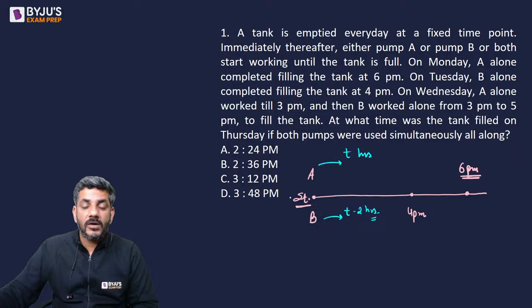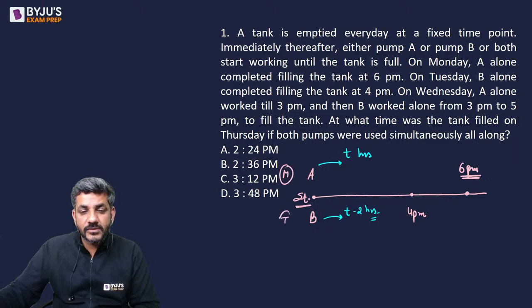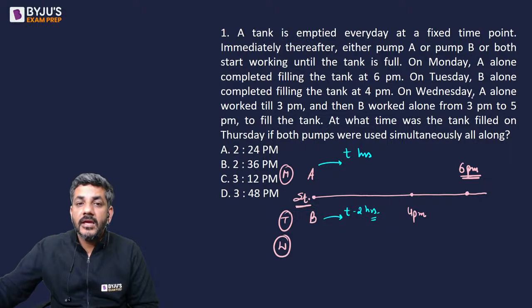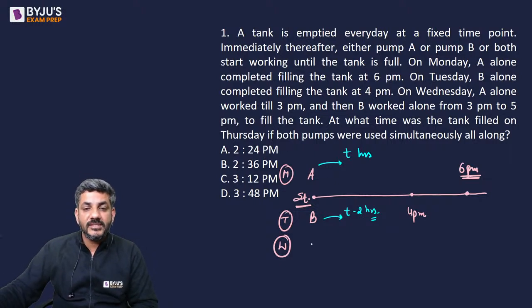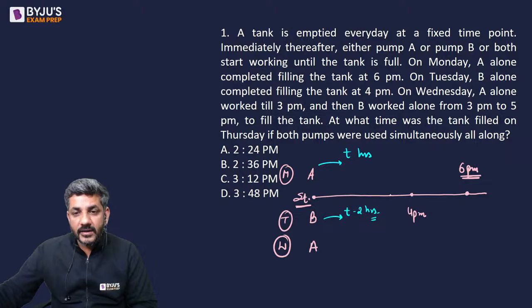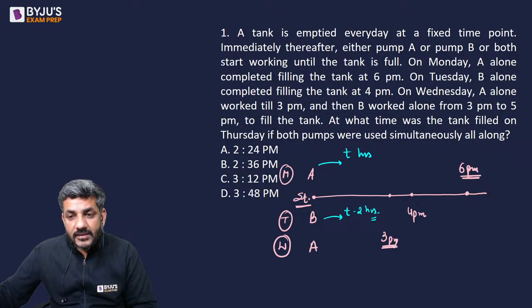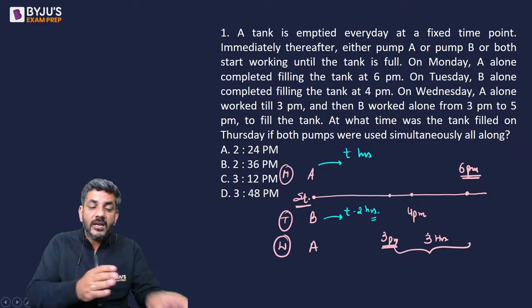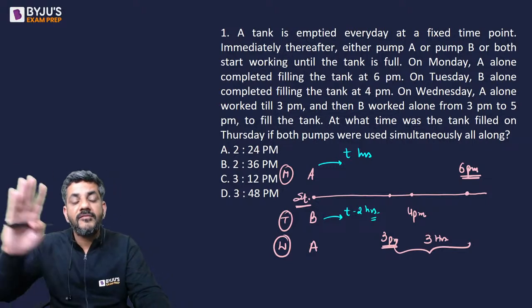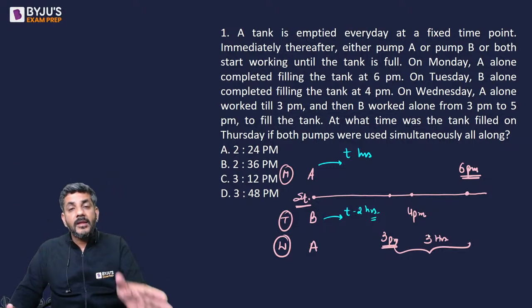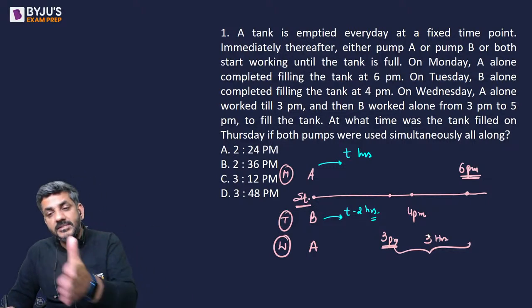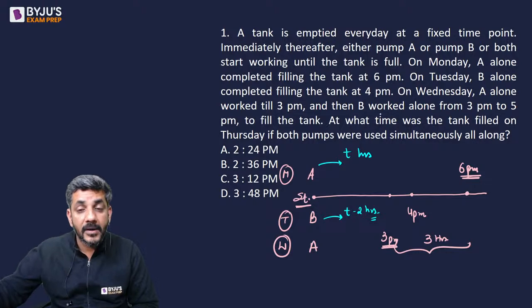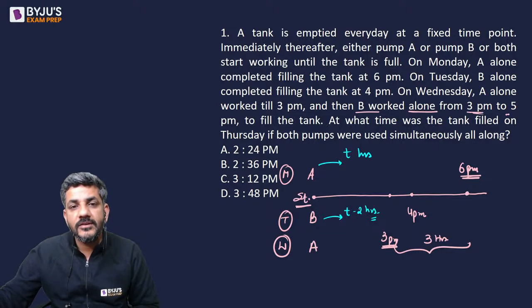Now on Wednesday what is happening? This was on Monday, this was on Tuesday. What happened on Wednesday? A alone worked till 3 p.m. So on Wednesday, A started and A worked till 3 p.m. Now can I say that A was going to fill the tank in another 3 hours, because A generally, whenever it starts from the starting point, fills the tank by 6 p.m.? Today, A has worked till 3 p.m. That means in the next 3 hours, A was going to fill the tank, but B worked alone from 3 to 5 to fill the tank.